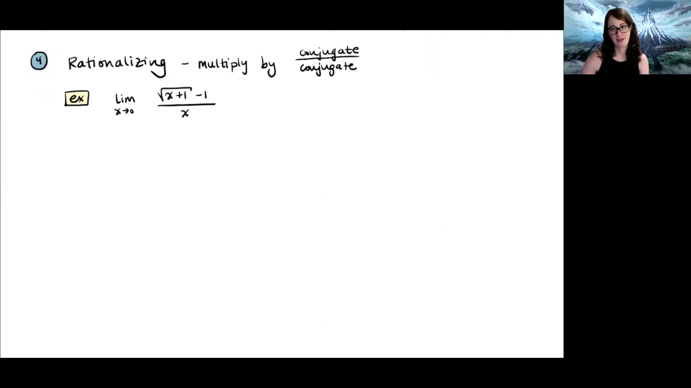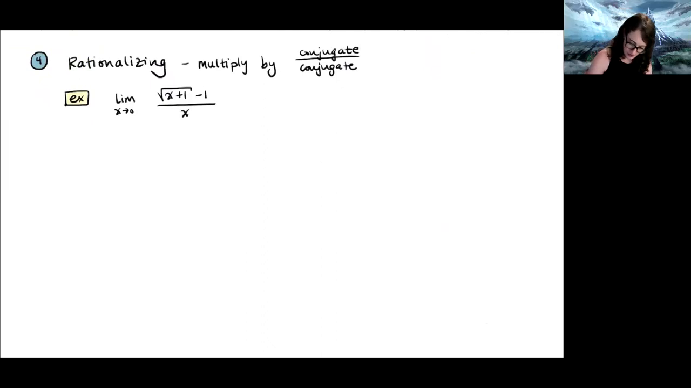And I know that this is a little tricky sometimes. So we'll go through 2 examples with this. And let's start with example number 1. The limit as x approaches 0 of the square root of x plus 1 minus 1, all divided by x.